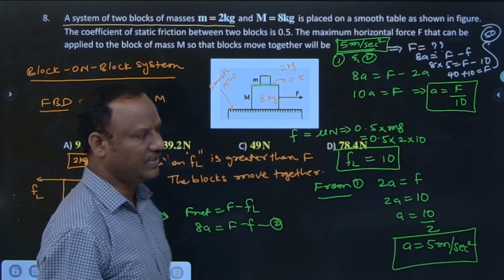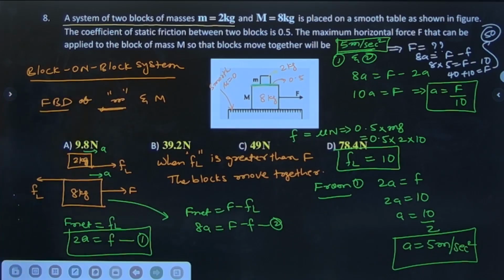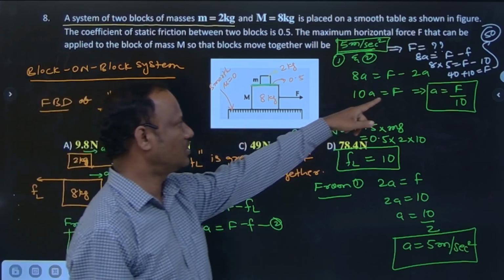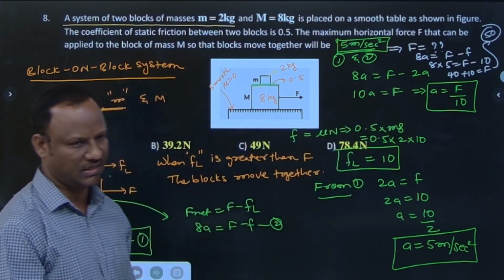50 Newton. If you take the g value as 9.8, what is the answer? It is 49.